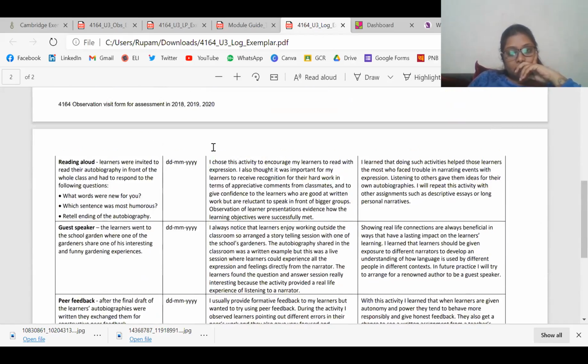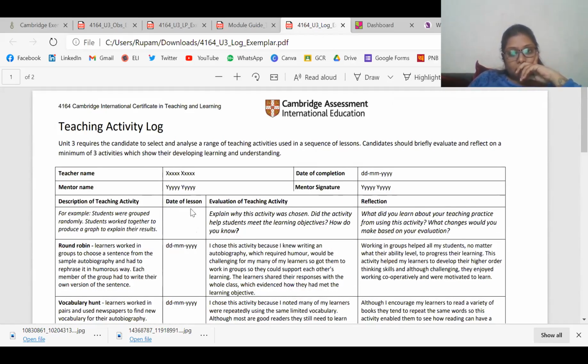So this is about the activity log, wherein whatever activities you have chosen in all your 3 lesson plans, try to pull them out, try to explain what the activity is, why you have used this activity, and how it went. So your reflection. Okay. So that's the whole thing.